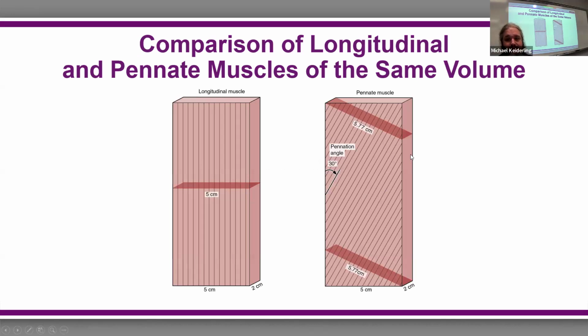So here, for example, you have more cross sections. You get more force from this. So the same volume, you can get a bit more force from a pennate muscle, but you can't get as much length. So it's a trade-off.